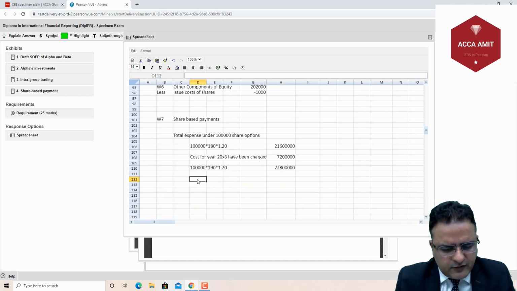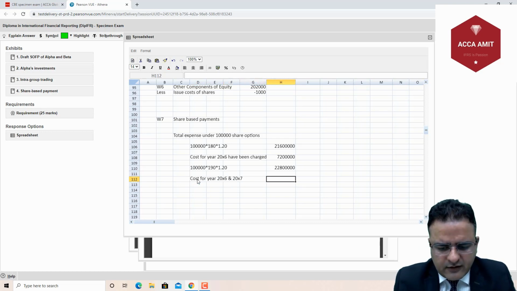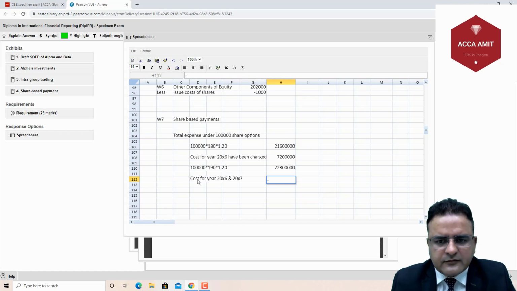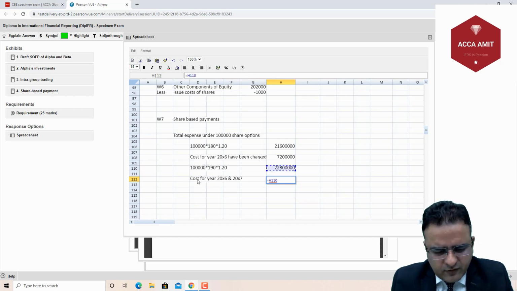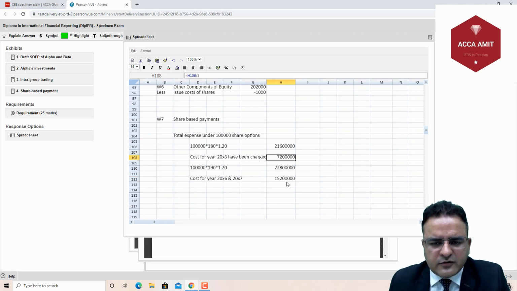So the cost for year 20x6 and 20x7 is equivalent to, this has to be spread over 3-year period, and 2 years have already passed. The cost which should be recognized till date will be 152,000, and the cost which have already been charged is 720.